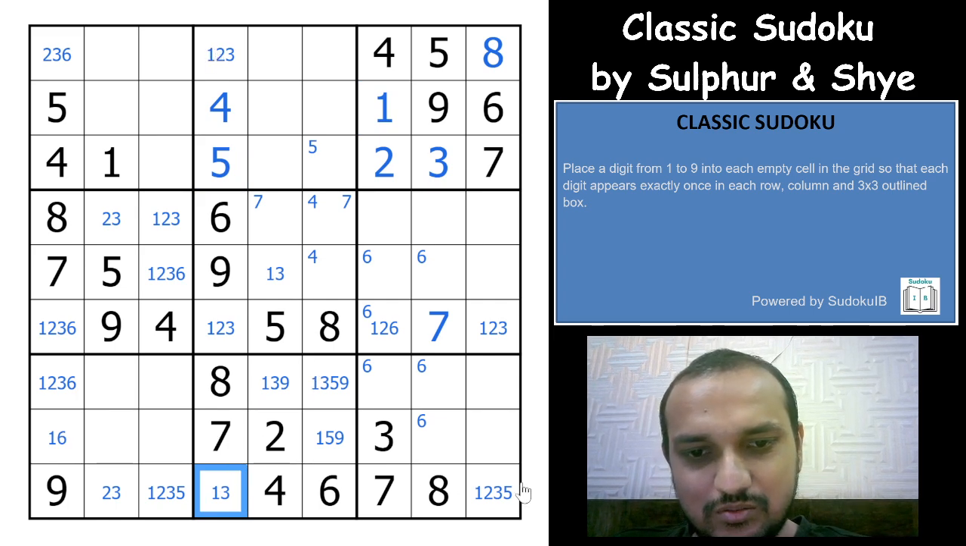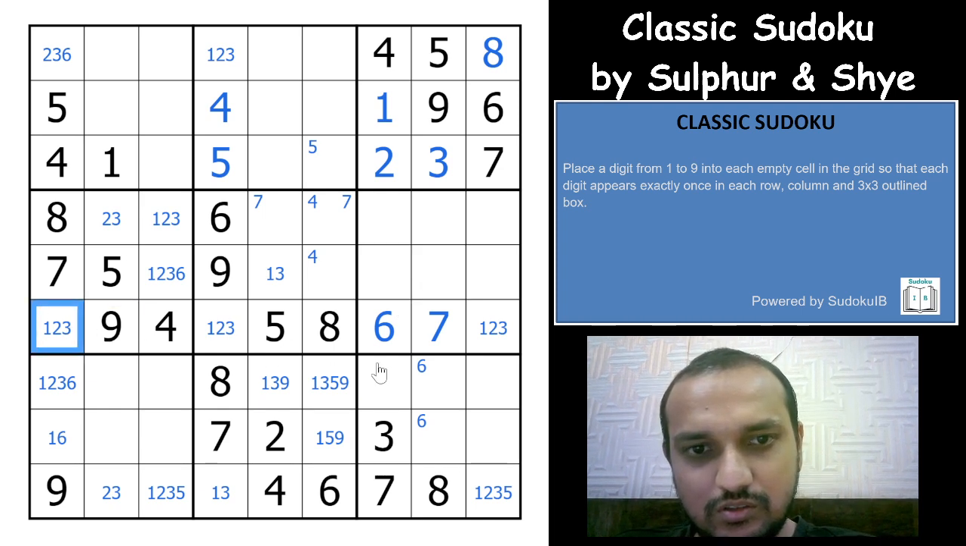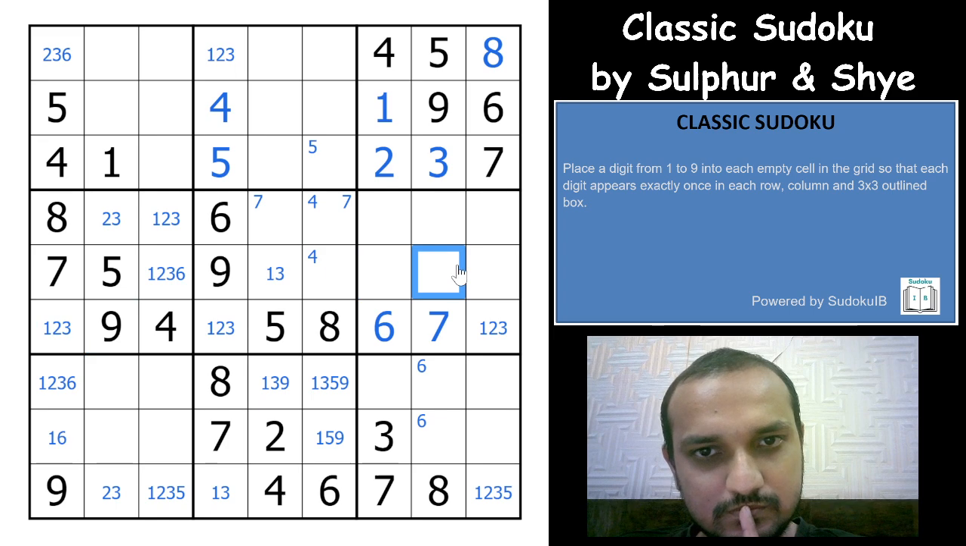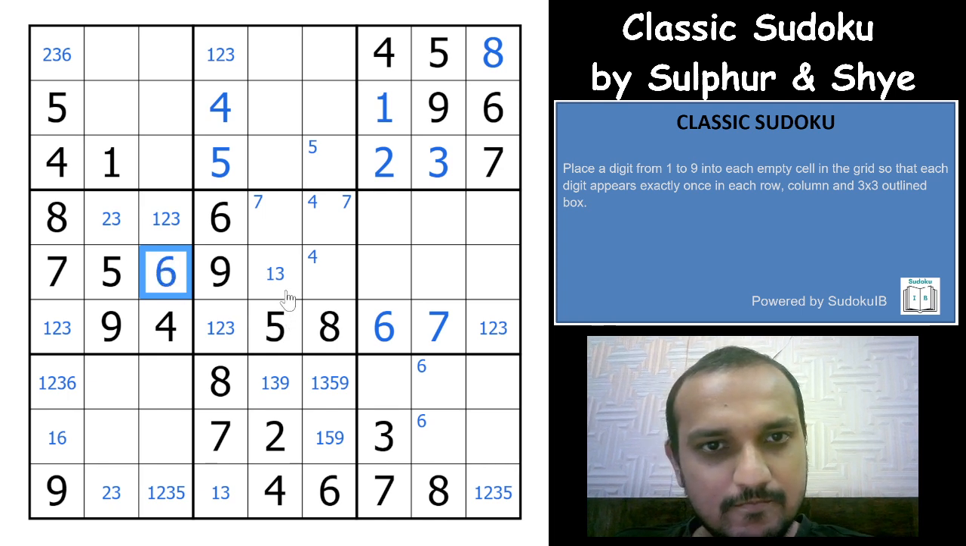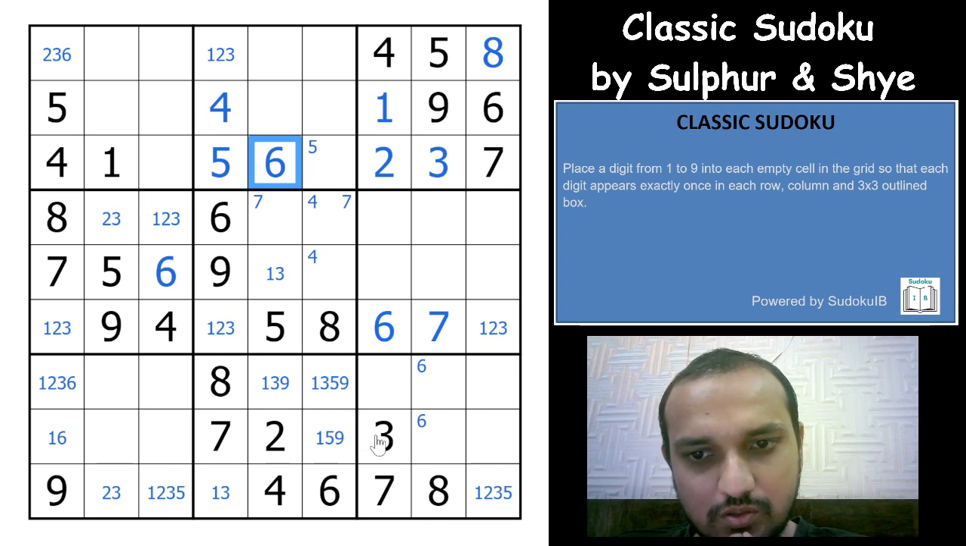Okay, so anything else? Oh, that gives you a 6 here. Nice. This is not a 6. So which means this cell would have to be a 6. This cell is a 6 again. Classic logic. Okay.